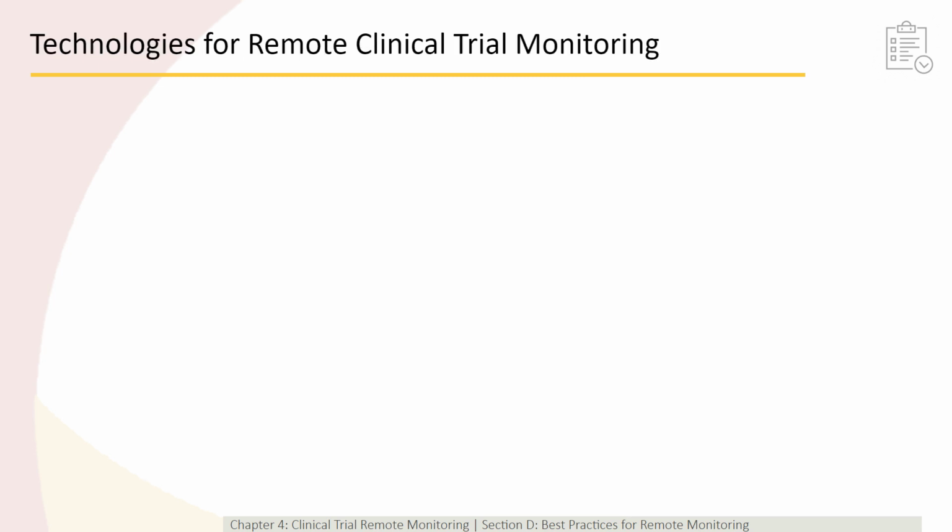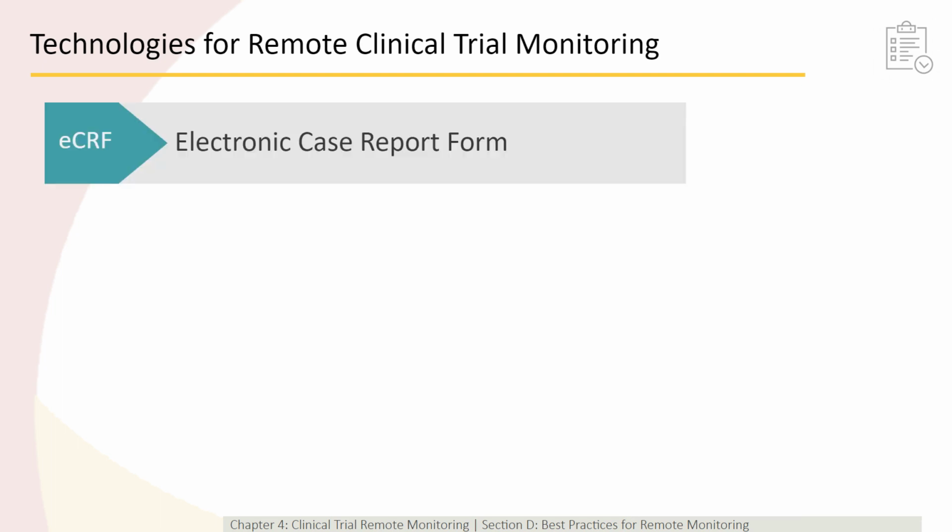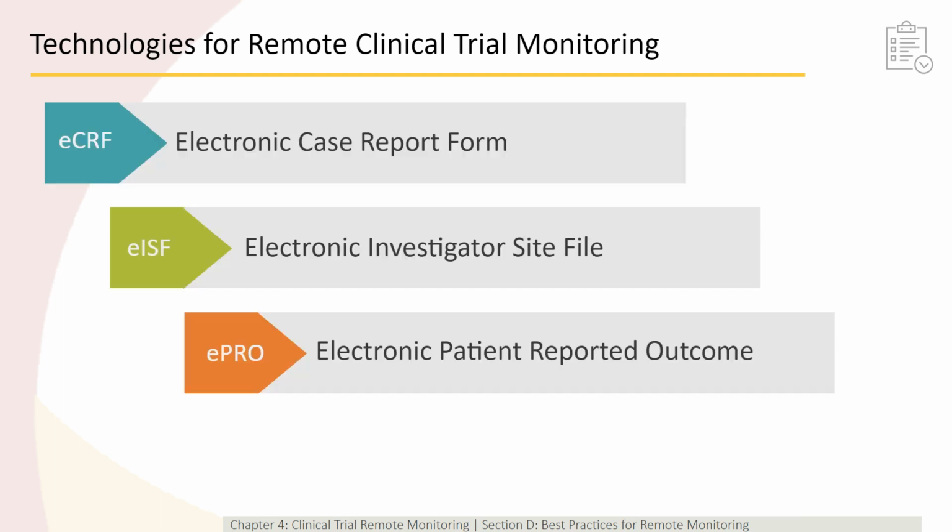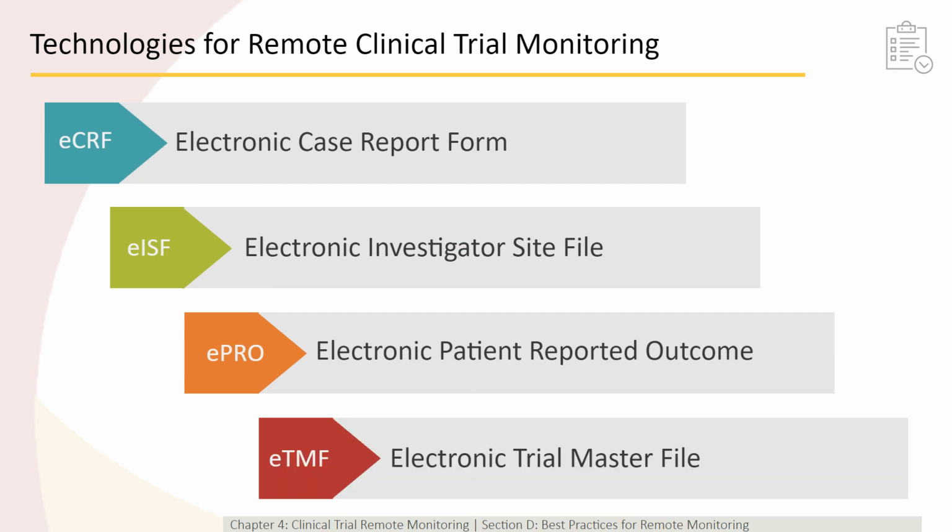Remote clinical trial monitoring will require some method to access documents for source data verification, review of the trial master file, and other monitoring activities. Types of technologies being used for remote clinical trial monitoring include electronic case report form, electronic investigator site file, electronic patient reported outcome, and electronic trial master file. While these technologies and their interfaces can vary among sites depending on which software is used, they typically contain the same elements to assist staff with document completeness, timeliness, and quality.